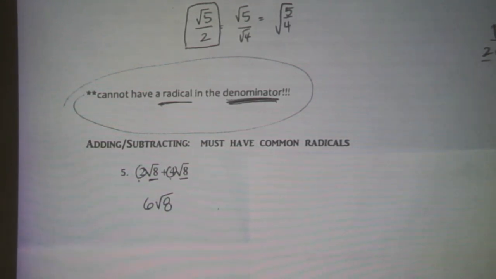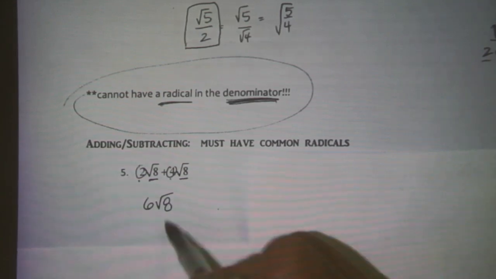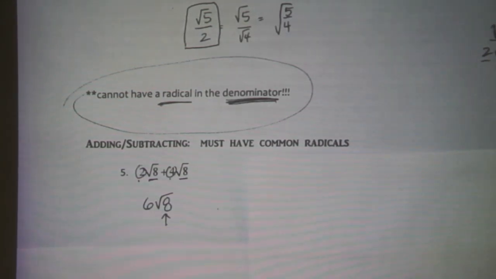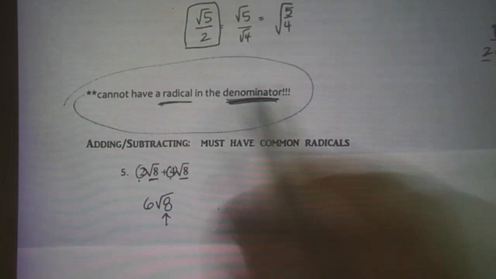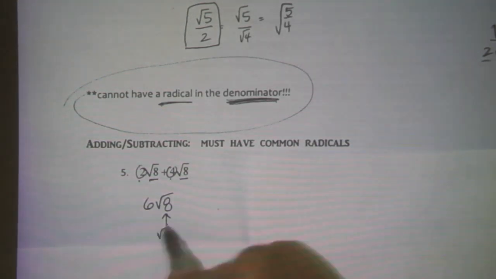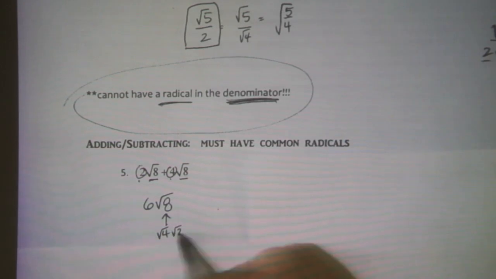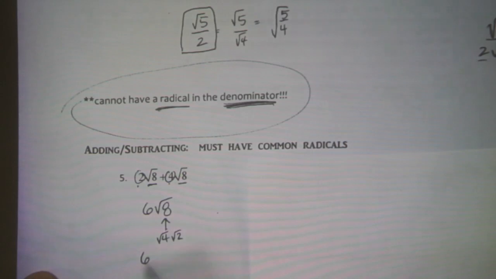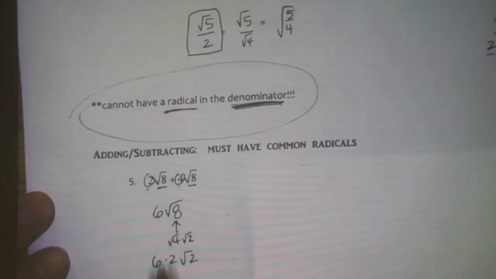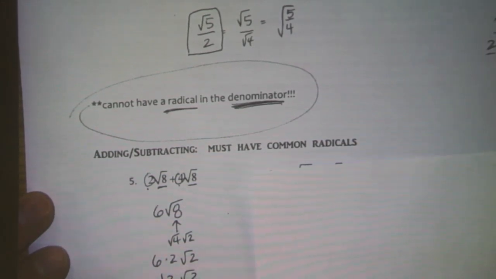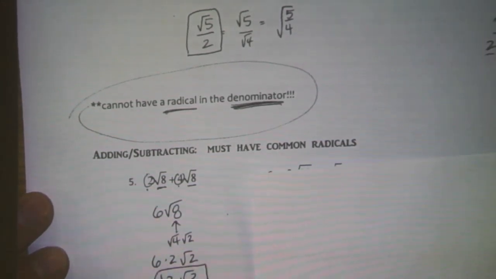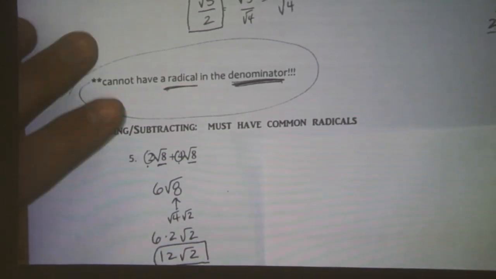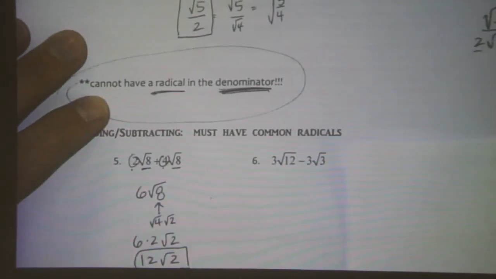Now you wish this was your final answer, but it's not. I'm really hoping you know the reason it's not. That can be simplified. Square root of 8 has a perfect square in it. And by now you should know that that's 4. This breaks down to the square root of 4 and the square root of 2. So I get 6 times 2 times the square root of 2, or 12 root 2. Done and done.